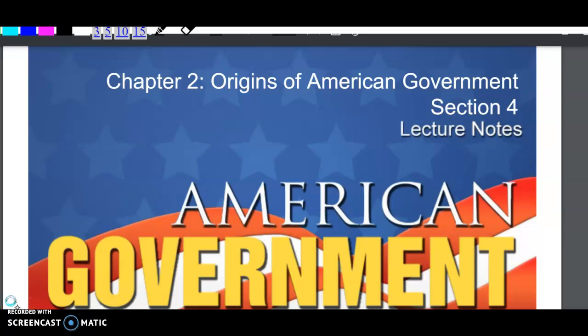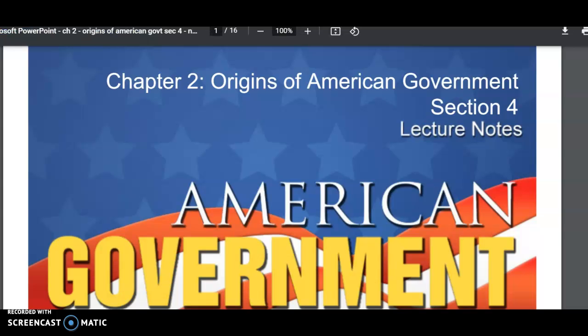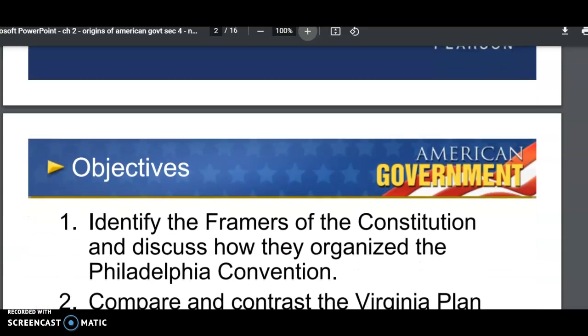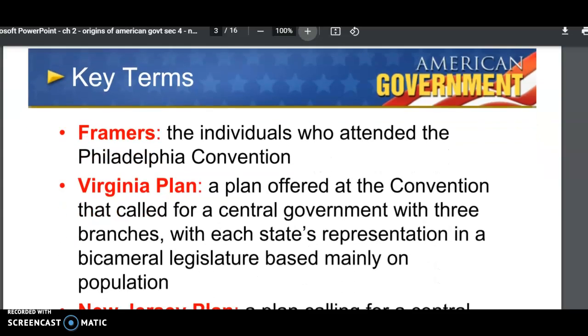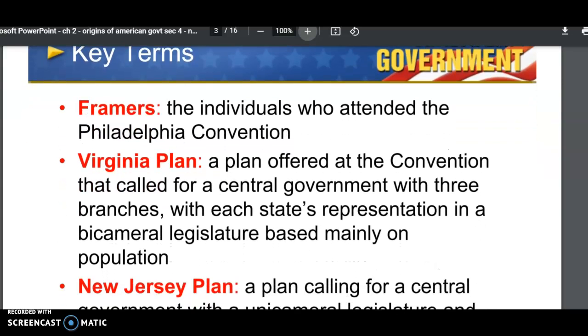All right, so your heading for these notes will be Chapter 2, Section 4. Here are some objectives for this section. These are some key terms.